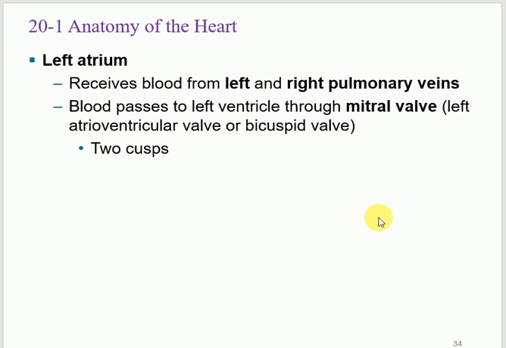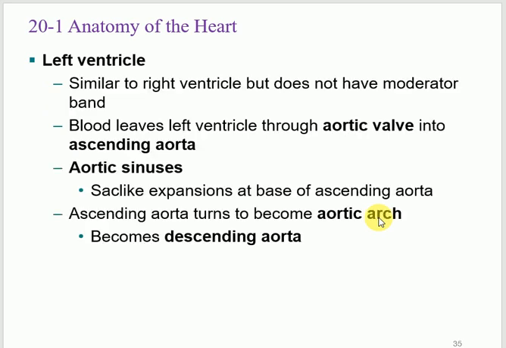And then it will leave the left atrium to the left ventricle through the bicuspid valve that has two other names, mitral or left atrioventricular. Blood goes to the left ventricle, and where does the blood leaving the left ventricle go? Through what? Yes, but what's carrying the blood? Aorta. Yes, it goes to the aorta, right?